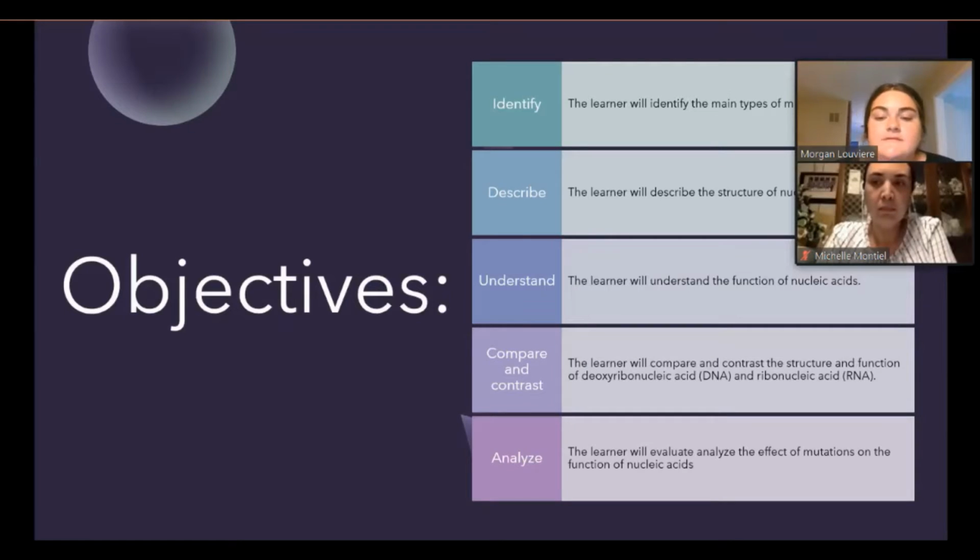So first we're going to identify the main types of macromolecules. Then we will describe the structure and identify the function of nucleic acids. We're going to compare and contrast the structure and function of DNA and RNA. And then finally, the learner will analyze the effects of mutations and the function of nucleic acids. So let's go ahead and get started.